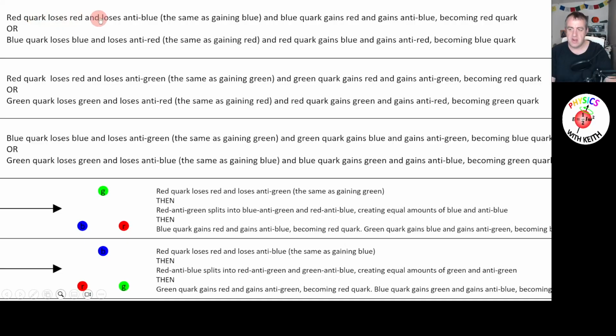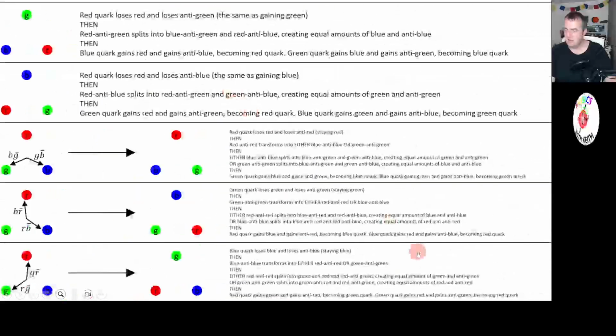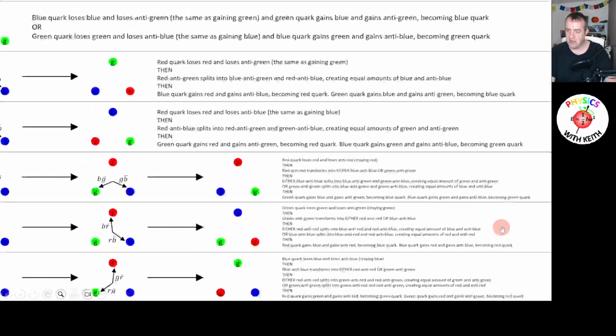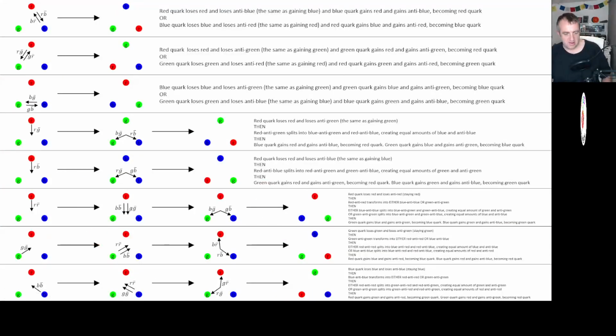Red quark loses red and loses anti-blue, same as gaining blue. It's everything I've already said there. The bit you might be interested in is what it says at the bottom here. For those last 3 processes, read it, see if it makes sense to you. I'm not sure it necessarily does. Well, you never know. It might do. It'd be nice if it does. Right, so those are 8 processes.